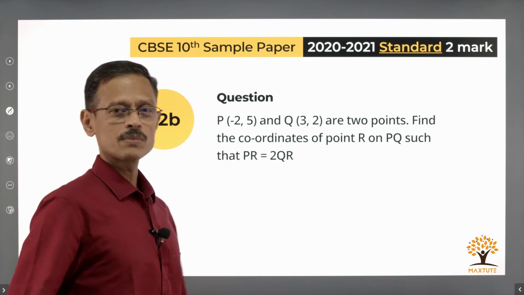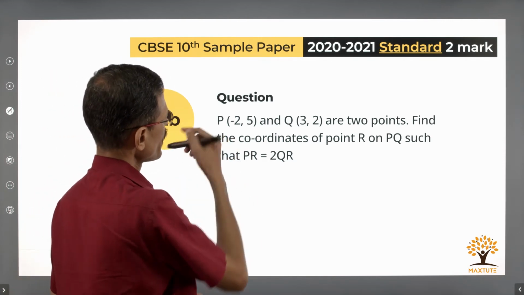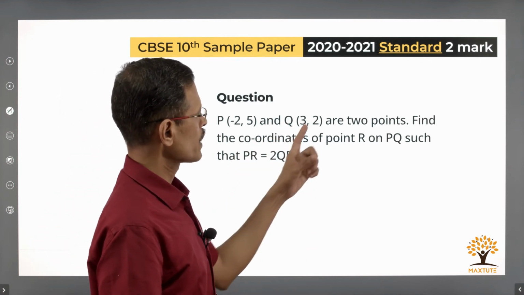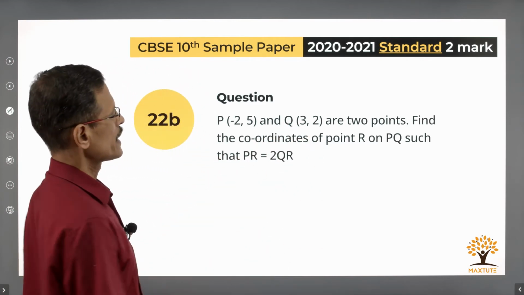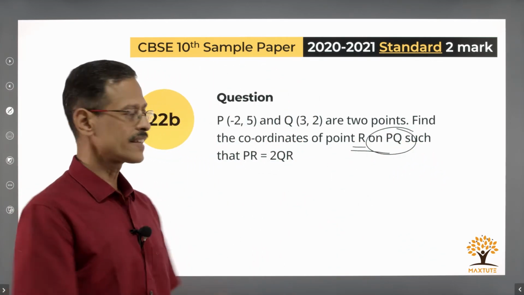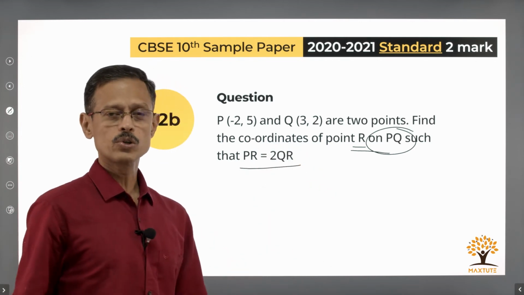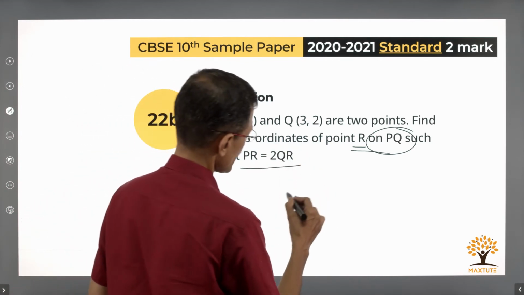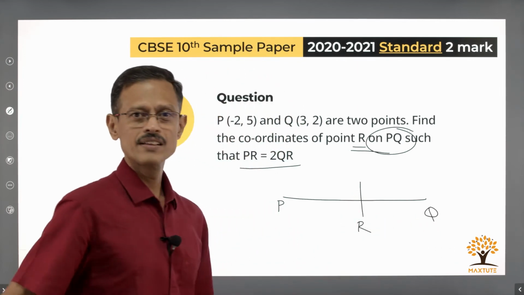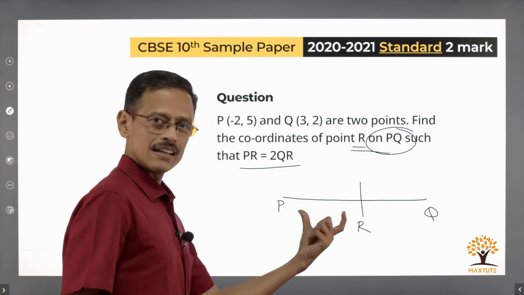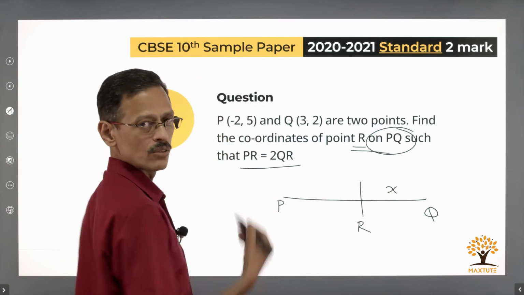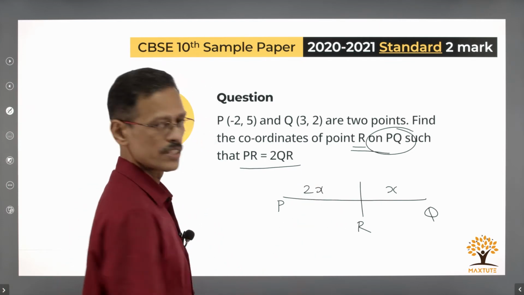This tests the concept of section formula. Point P, whose coordinates are -2, 5, and point Q, whose coordinates are 3, 2, are 2 points. Find the coordinates of point R on this line segment PQ that satisfies the condition that PR is equal to 2QR, right? PQ is the line segment we are talking about. Point R is somewhere here, we do not know where it is, such that PR is twice this. So if RQ is equal to x, this is twice that, which is equal to 2x.